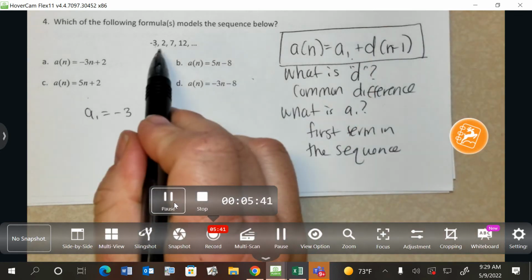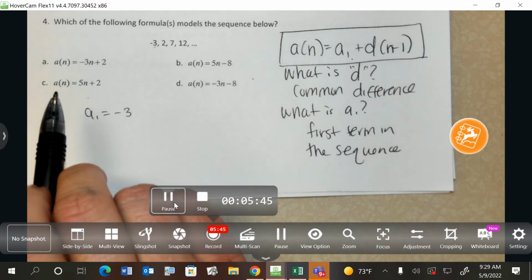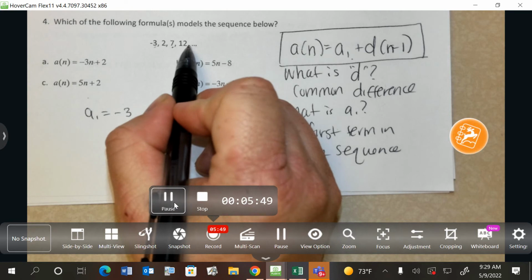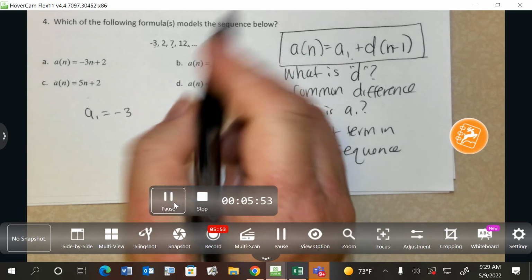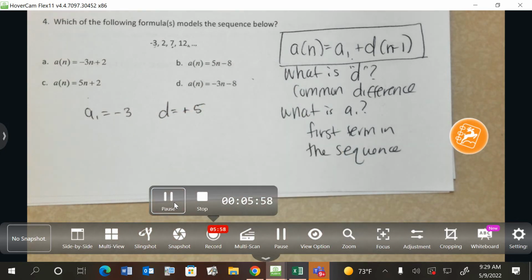The common difference is how do you get from one number to the next? Some people are just going to use mental math. So some people are going to go, how do I get from 7 to 12? I add 5. Do you guys agree with that? Okay, so I can go common difference, I'm adding 5. See how I did a plus 5?